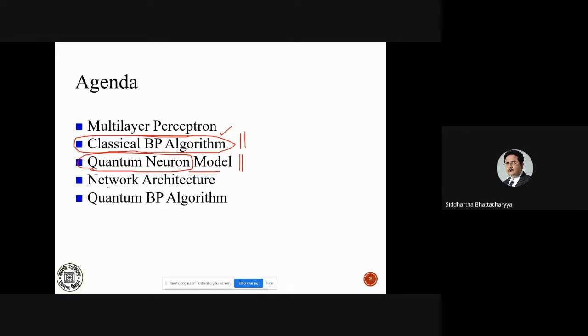And then followed by the quantum architecture, which can be formed using these quantum neurons, a collection of quantum neurons interconnected by some weights, and then finally ending up with the quantum version of the back-propagation algorithm, using the understanding which we have obtained from here.